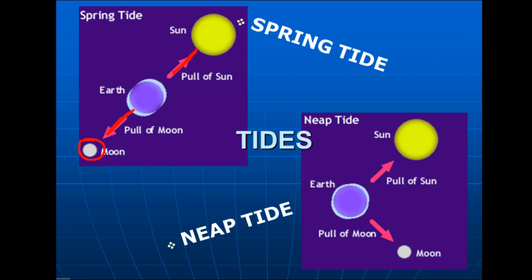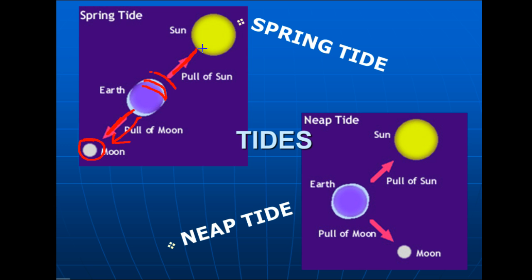Now here's the strange part. Write in your notes that a similar bulge occurs on the opposite side of the Earth. So as the moon pulls in this direction right here, it also pulls the water here and also pulls on the Earth here. So there's not only tides on this side, but there's tides on this side as well. Get that in your notes.